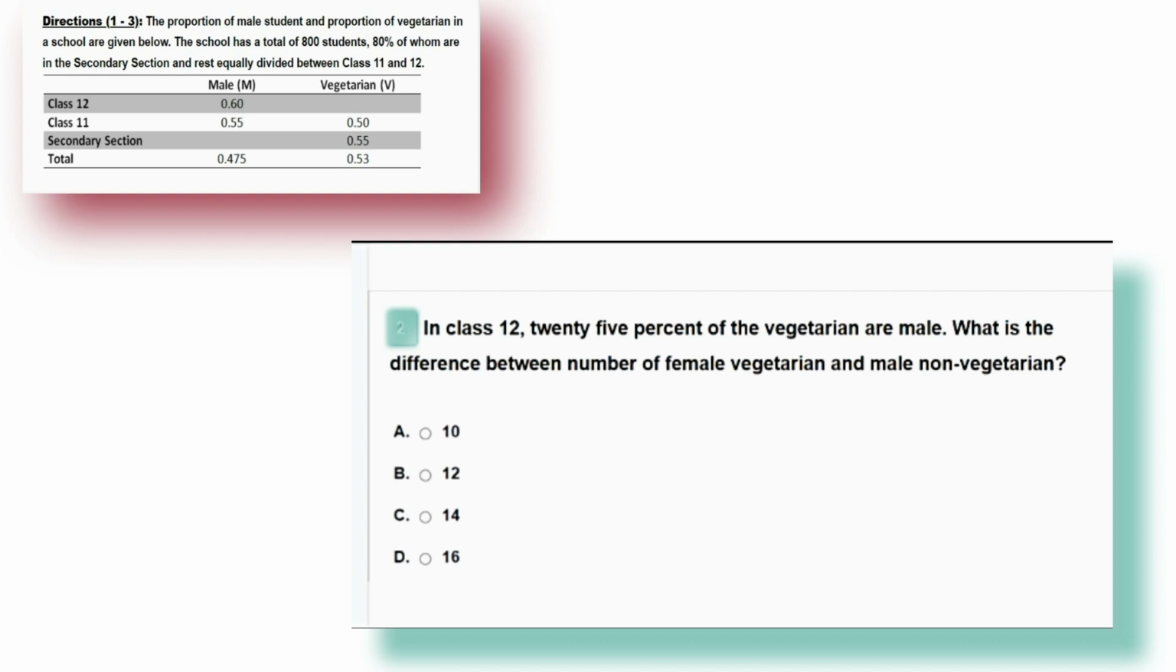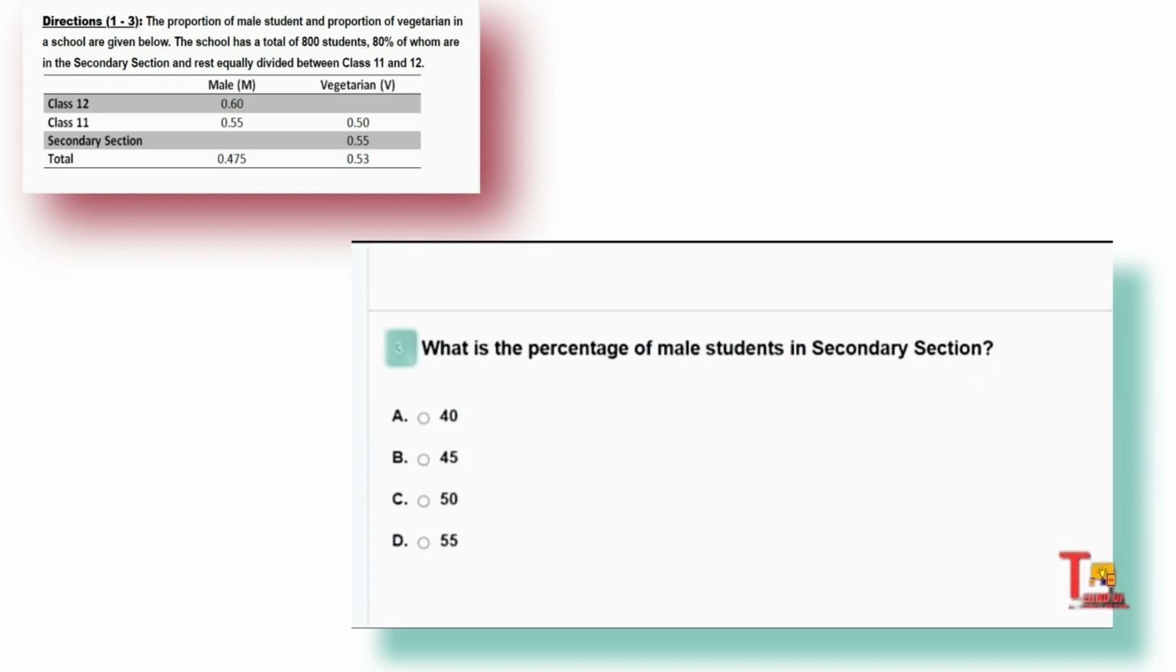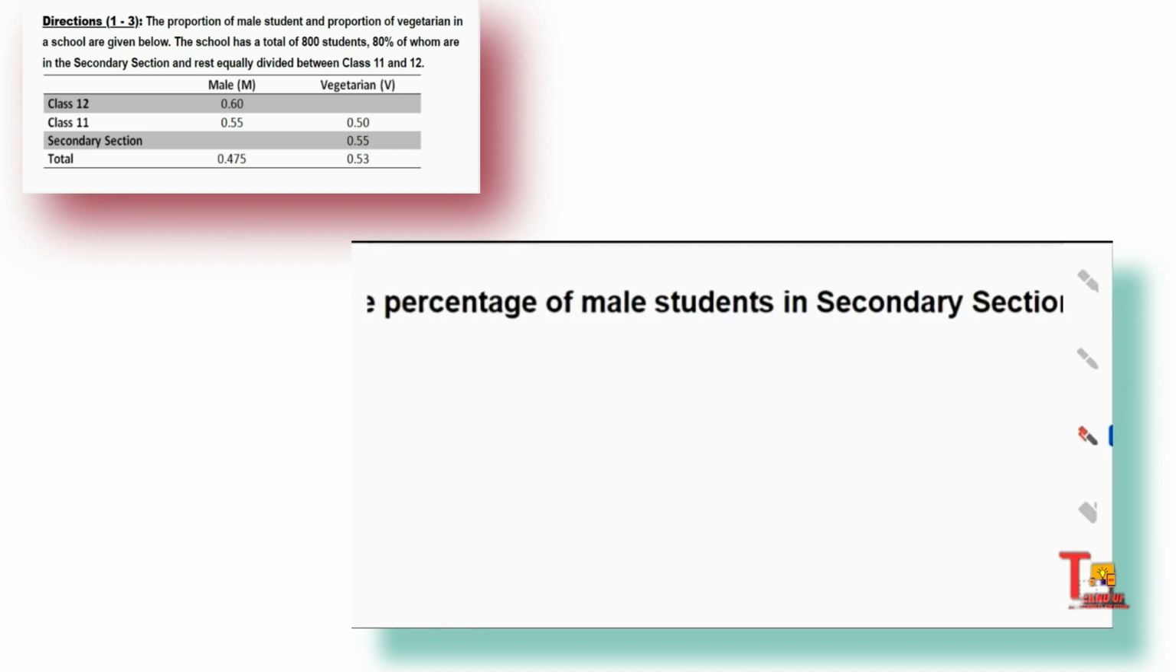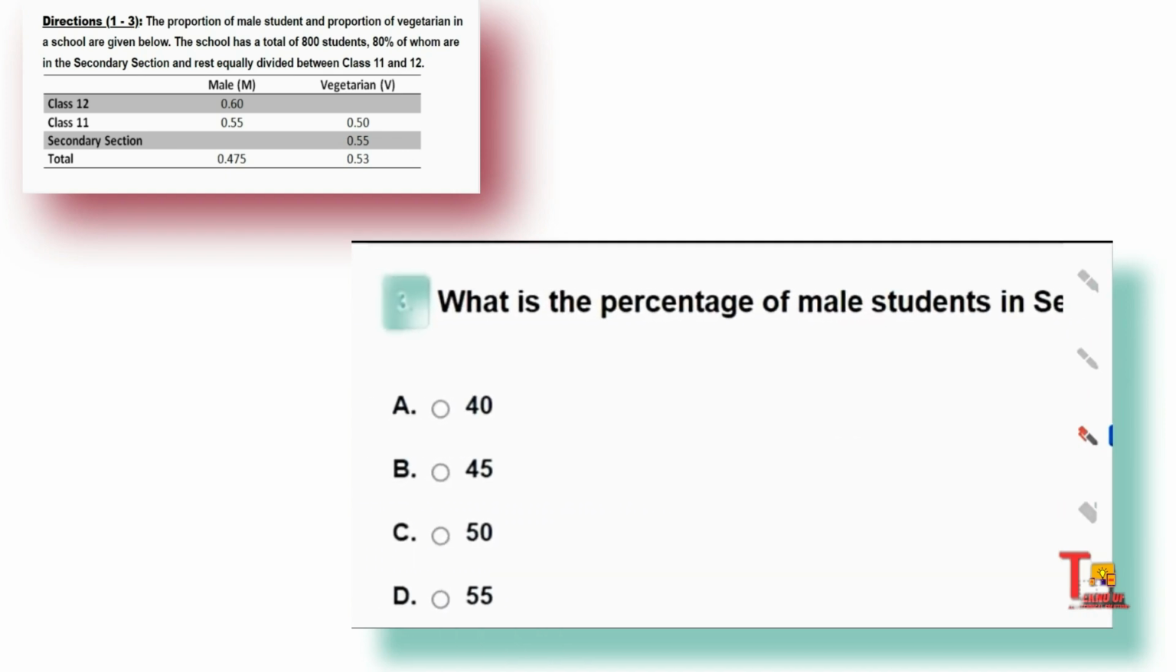Okay, so now let's go to the third problem, which can be asked from the same section. That is, what is the percentage of male students in the secondary section? So how to calculate that? The instructions are given, right? So our task is to calculate the percentage of male students in the secondary section. The percentage of male is not given, so we have to calculate that as we calculated the class 12 vegetarians. Okay, so how will we do that?